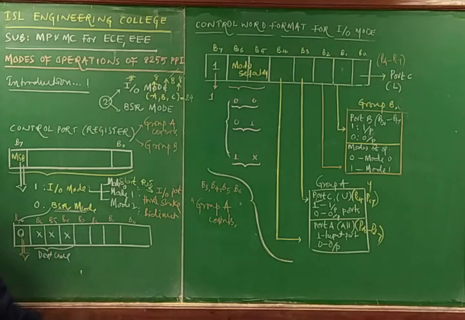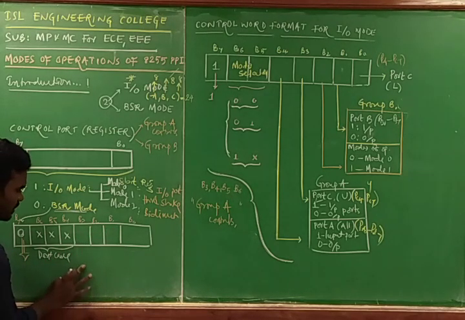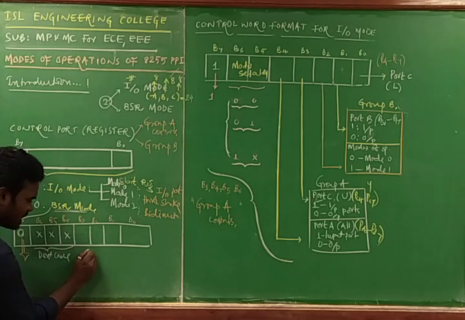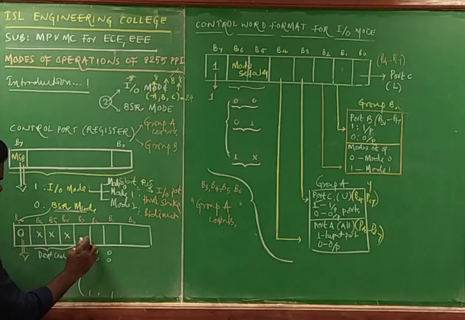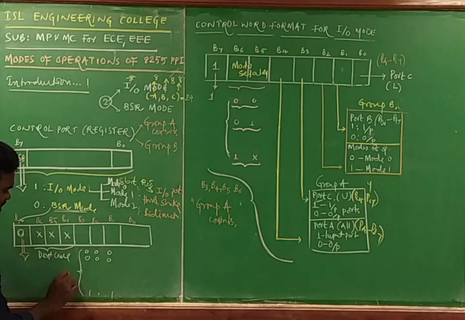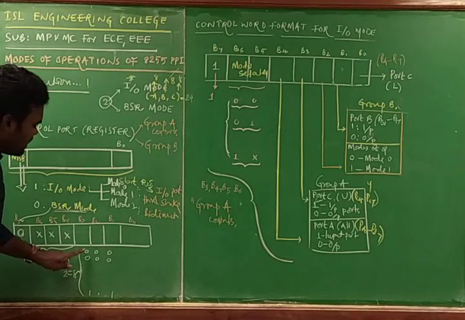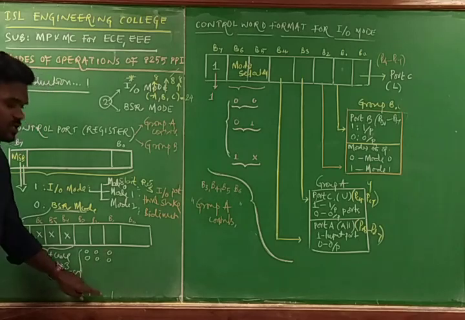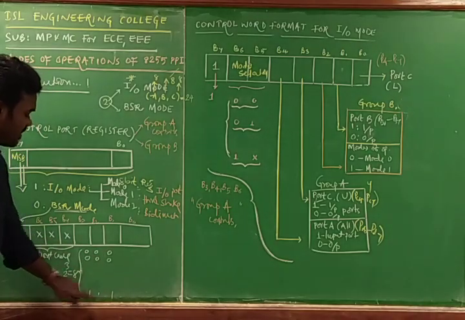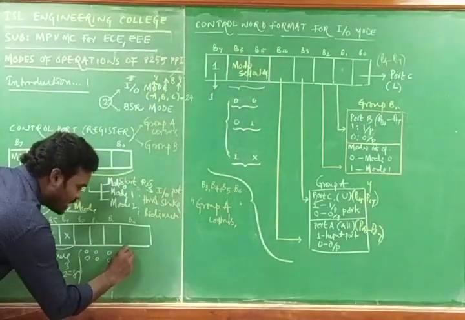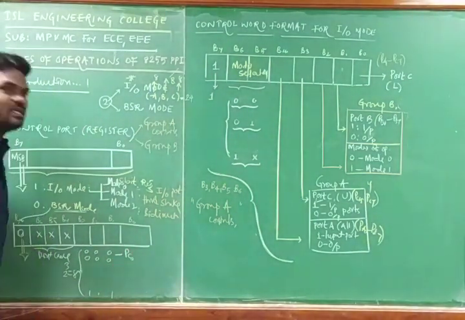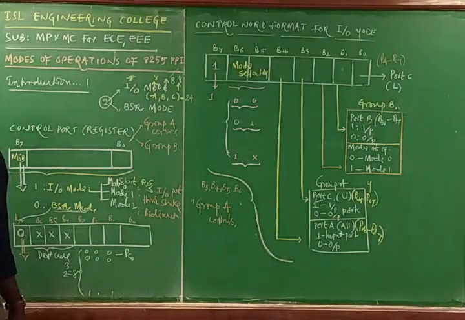And B3, B2, B1 are 3 bits, so there is a possibility of 8 combinations. 3 bits means 2 power of 3 is equal to 8 combinations, that is 0, 0, 0 to 1, 1, 1. If it is 0, 0, 0, then PC0 will be selected. PC0 means the first signal in port C.